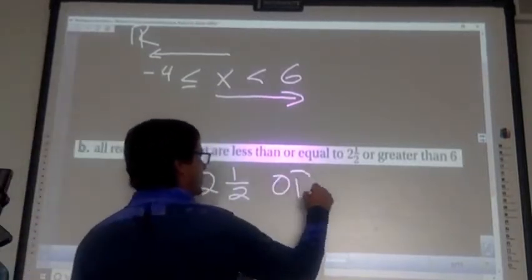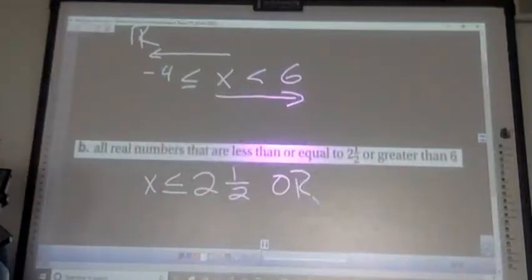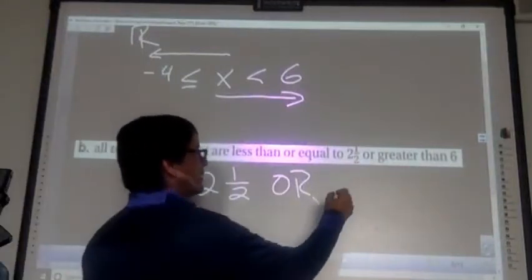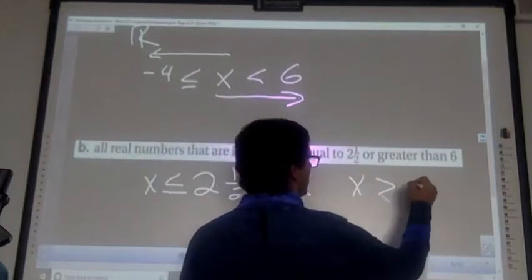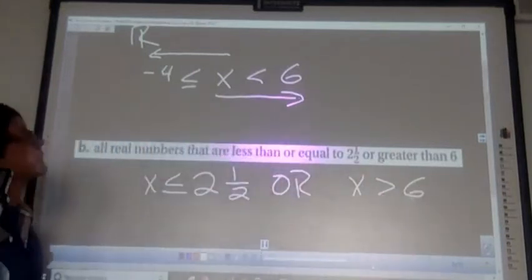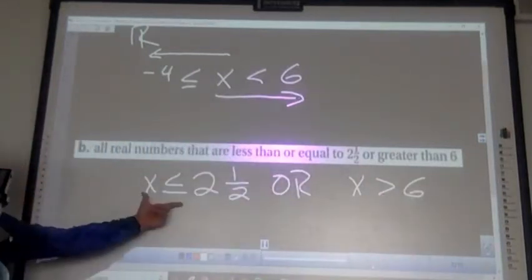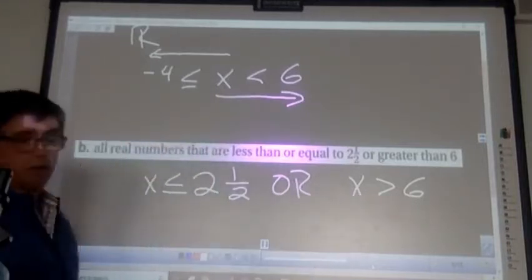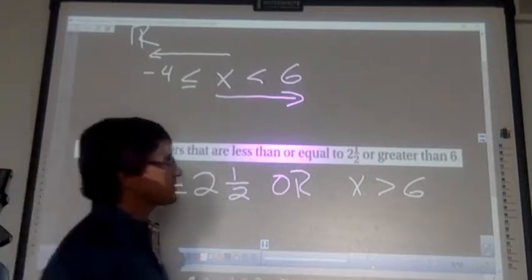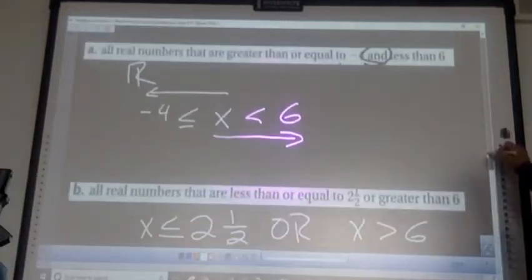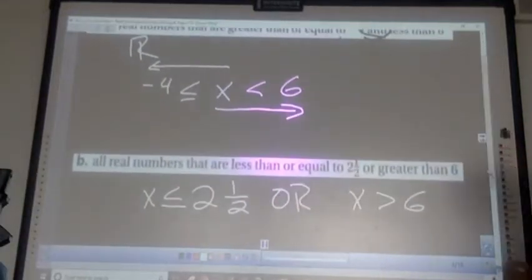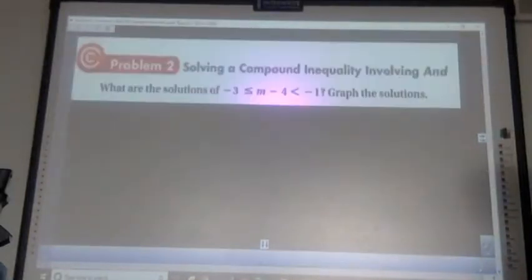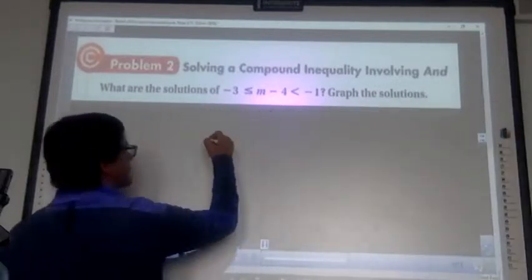And then we're going or greater than 6. So x is greater than 6. Less than or equal to 2.5 or greater than 6. So let's talk about graphing these things. Now we'll talk on the next, I think it's the next one we'll talk about graphing. All right, so let's write this one.